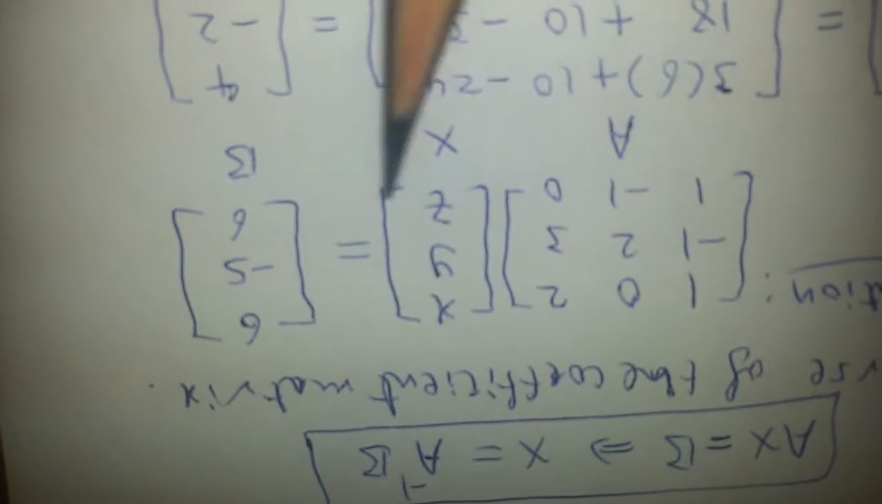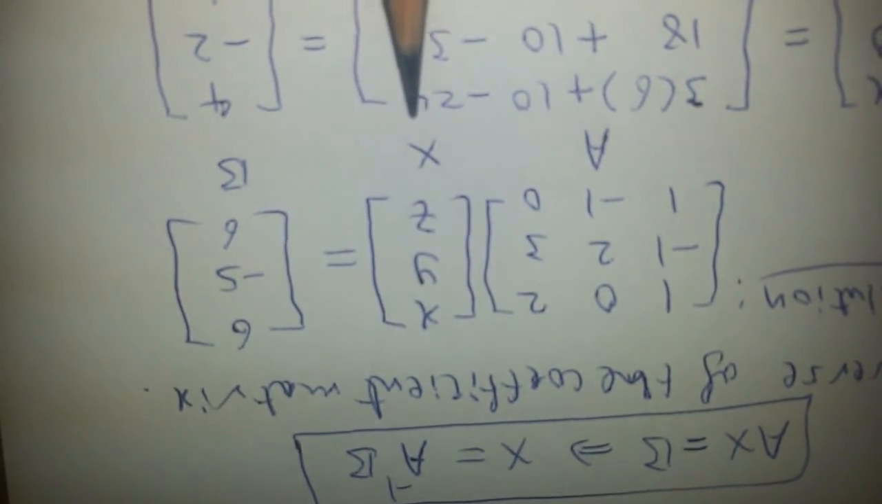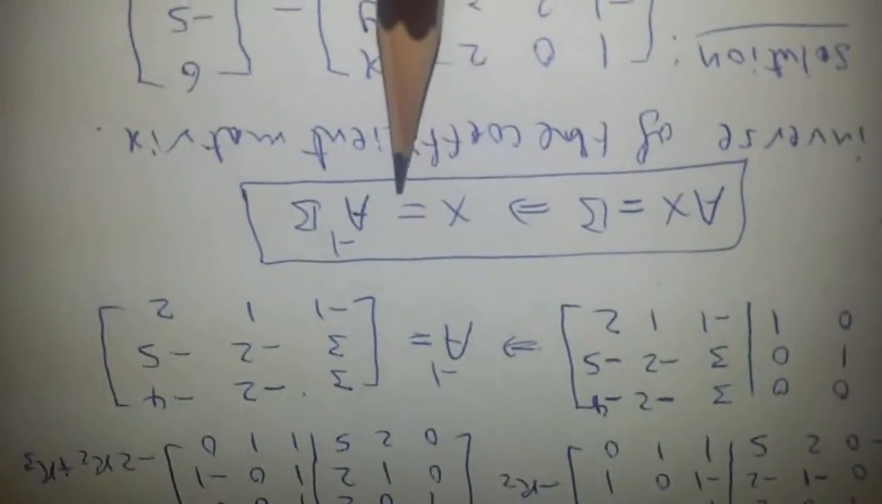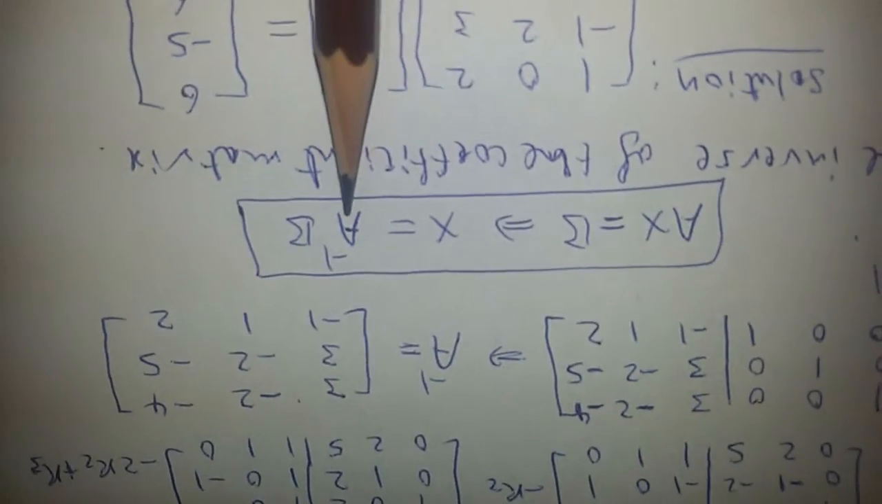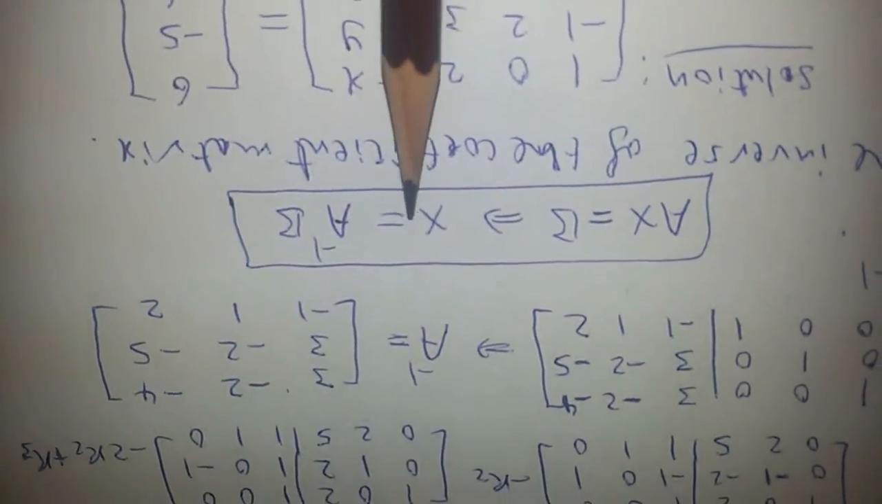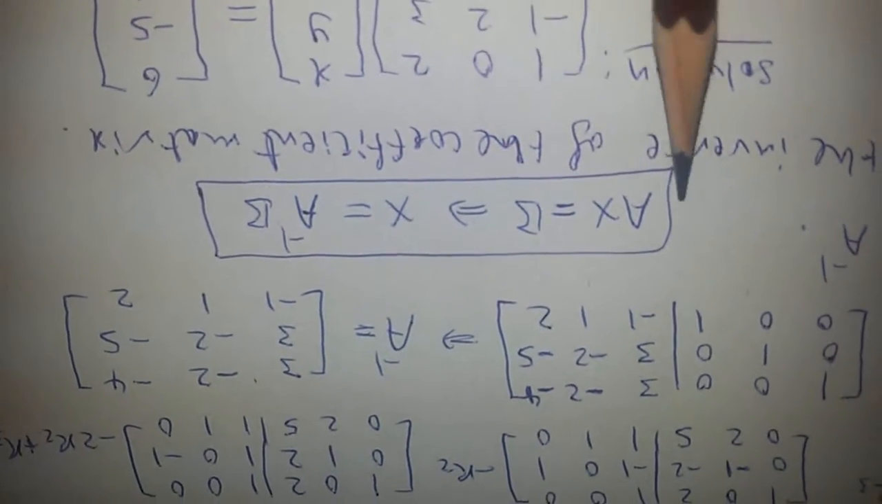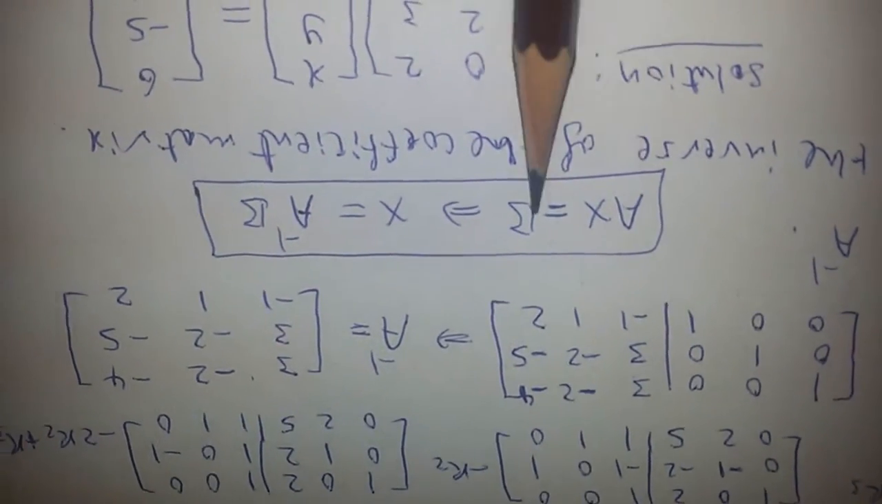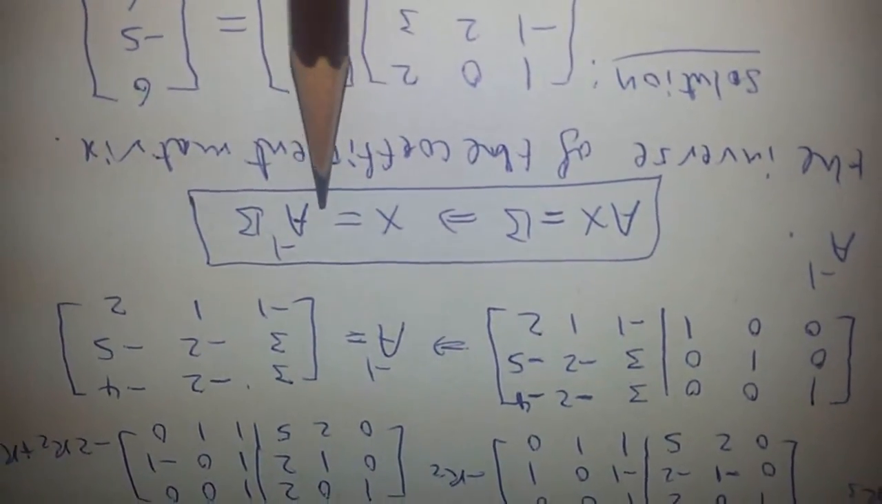Now how to solve this system? How to find the values of X, Y, Z? Well, this is the answer. Find A inverse and then multiply A inverse times B, you get X. So to solve this system, AX equals B, find A inverse and multiply by B from the left. So X would be A inverse times B.